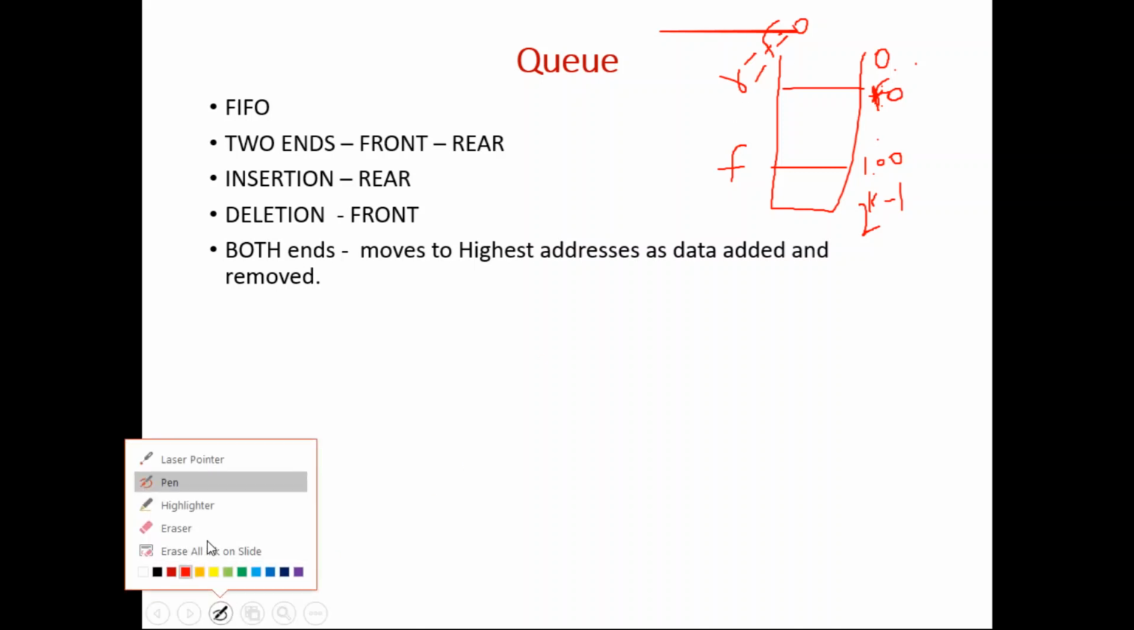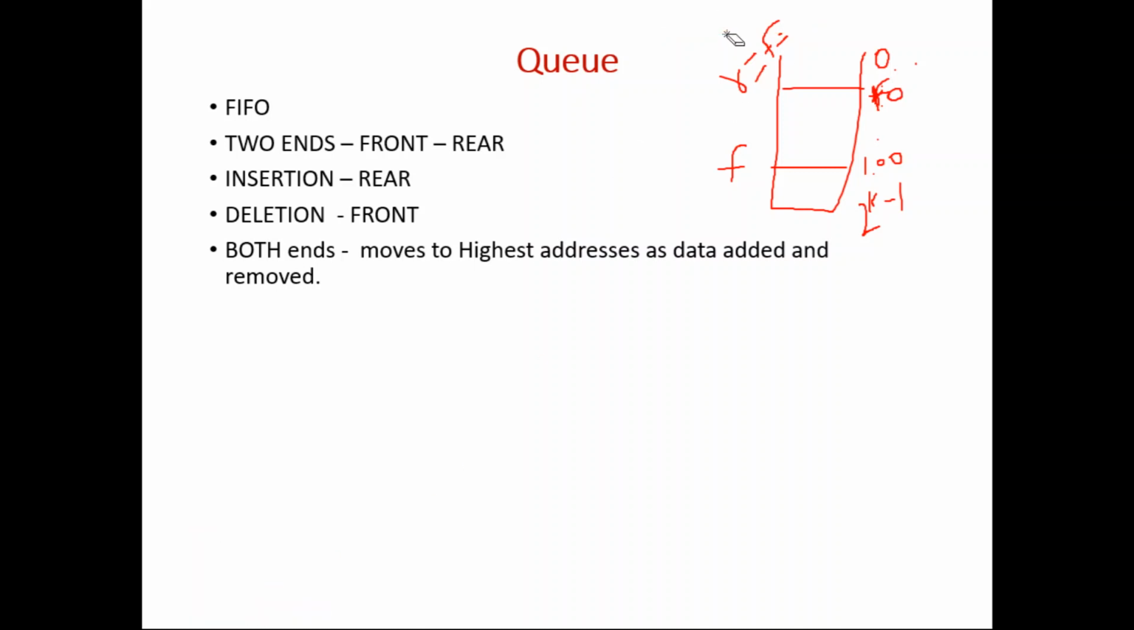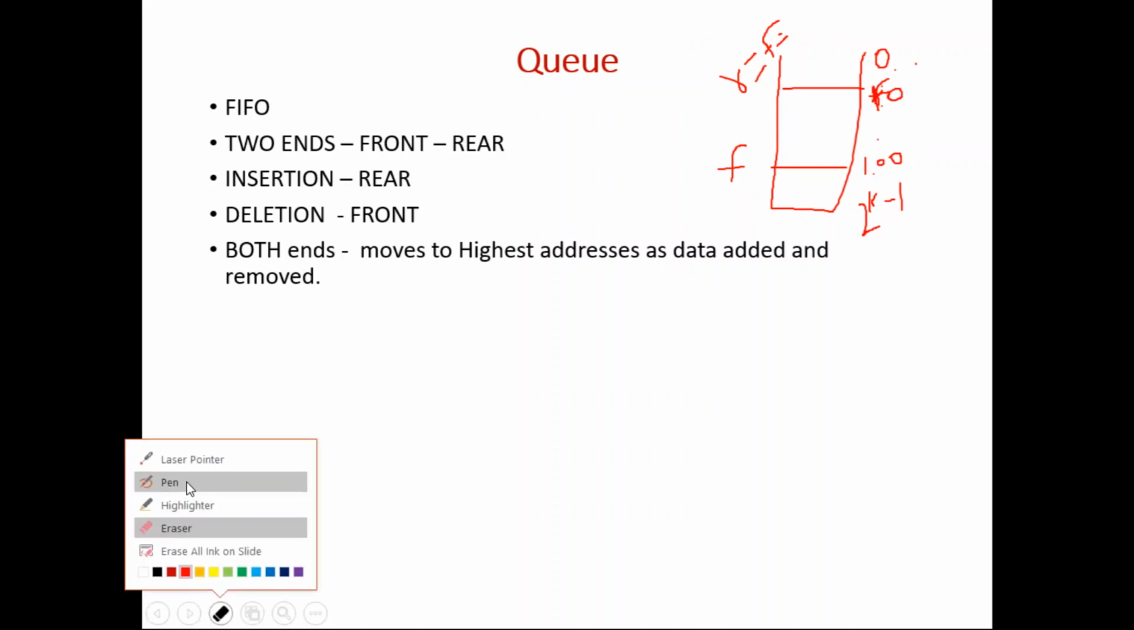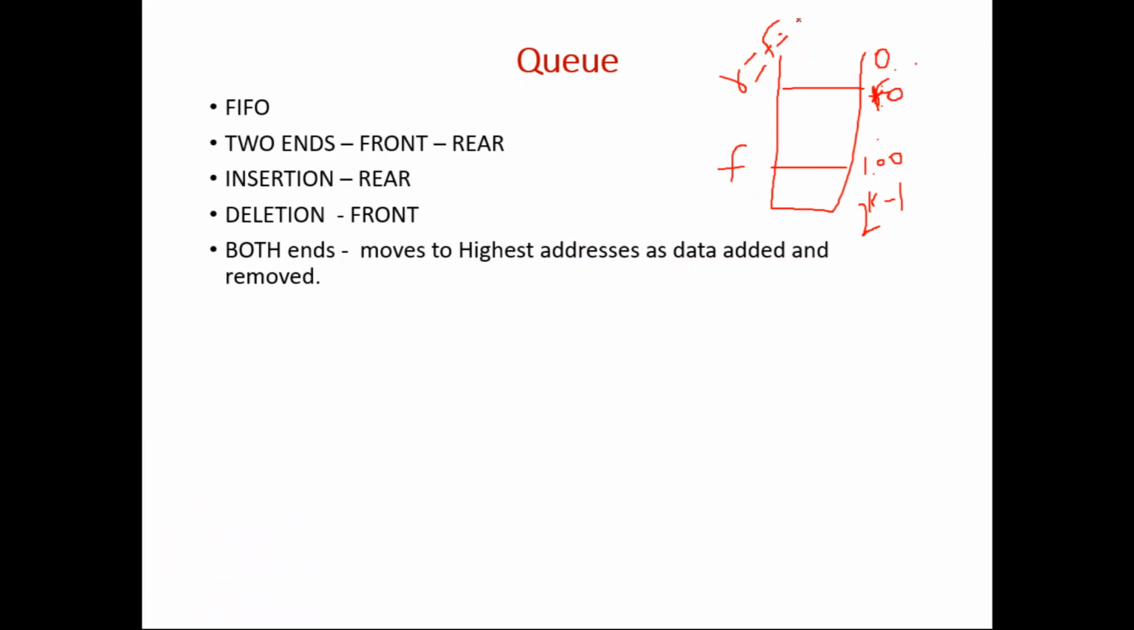When you insert something into the queue, you increment rear first and then insert. We will leave that 0th location empty, assuming it is a circular queue. Increment rear, and the first element comes here. Increment rear again, and the next element comes here. As you increment, the rear address is also increasing. If you want to remove something, the front address will increase. So that is what this statement says: both ends move to the highest address as data is added and removed.